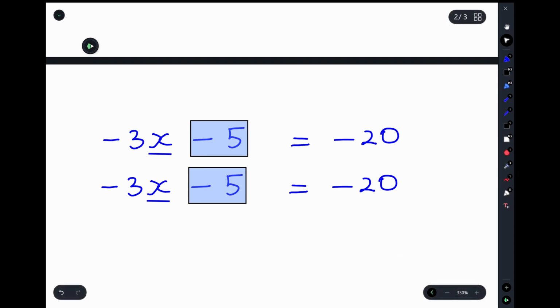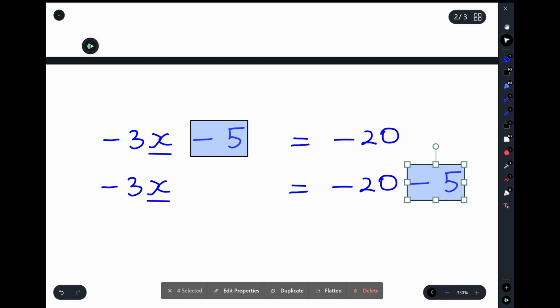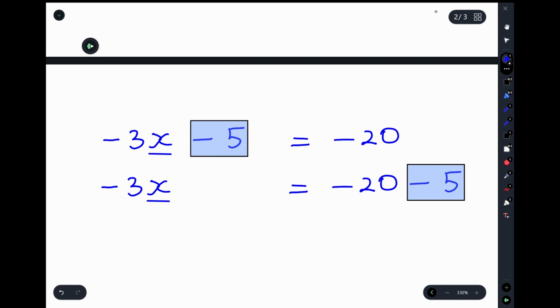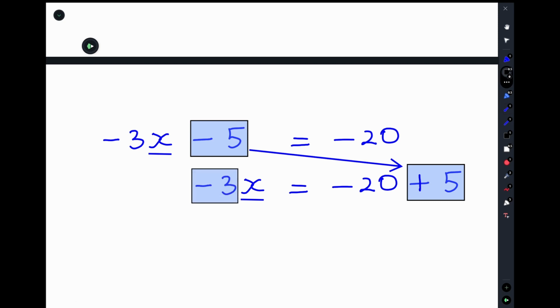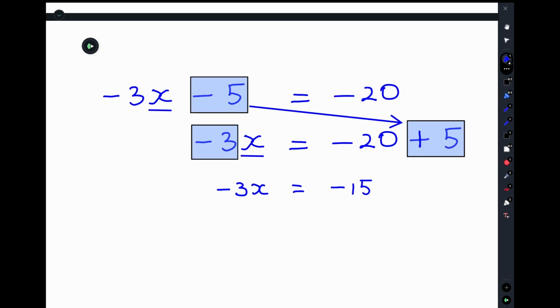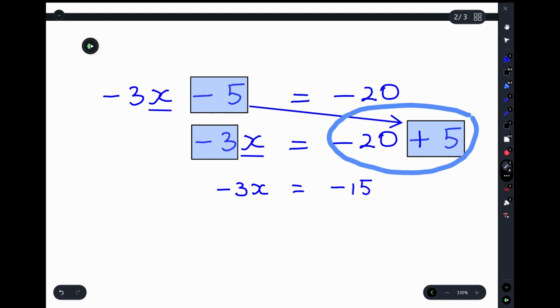So we move the negative 5 to the other side and the sign changes. So from negative 5 we become positive 5. Our next goal is to move the negative 3, or more specifically, multiplied by negative 3 to the other side. Before we do that, we simplify the right-hand side. Minus 20 plus 5 becomes negative 15.